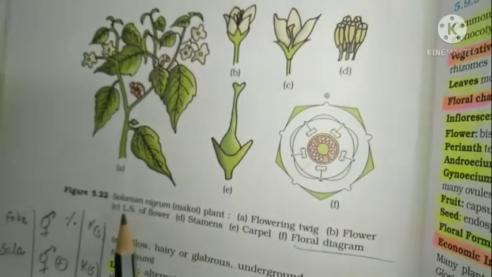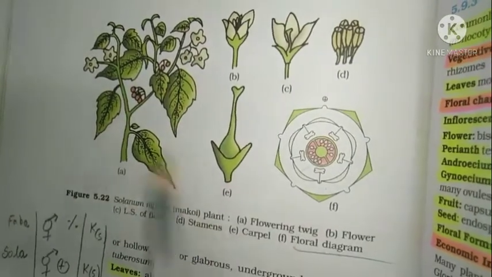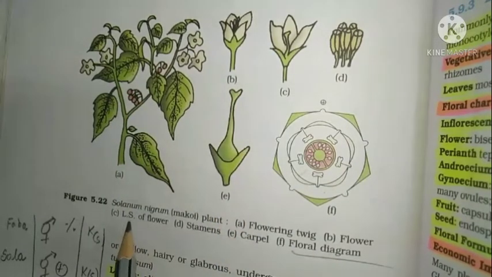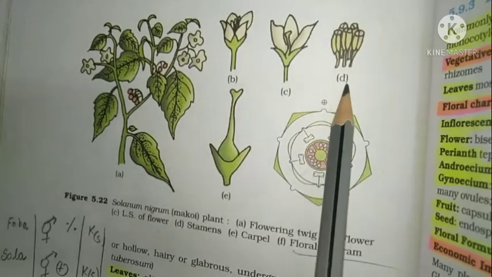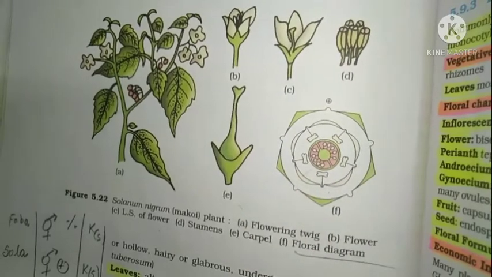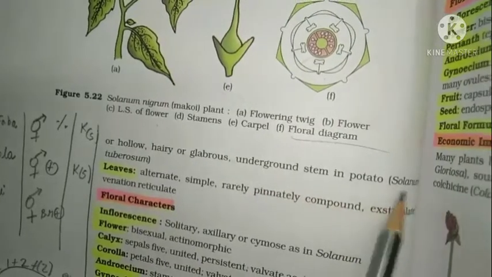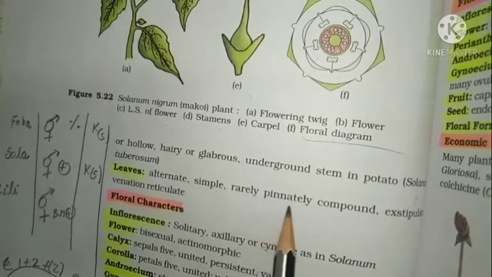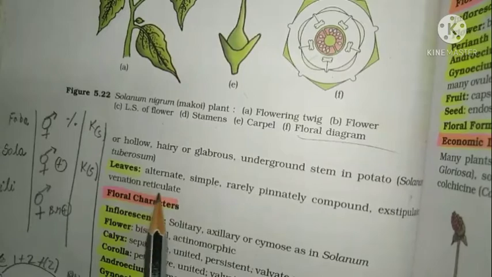Here the figure shows the Solanum nigrum plant. This is a flowering twig. B is the flower, C is the longitudinal section of a flower, D is the stamen, E is the carpel, and F is the floral diagram. The stem may be hollow, hairy, or glabrous; underground stem in potato, Solanum tuberosum. Leaves alternate, simple, rarely pinnately compound, exstipulate, venation reticulate.